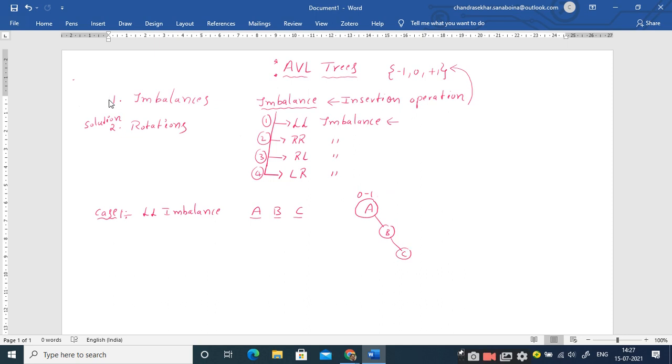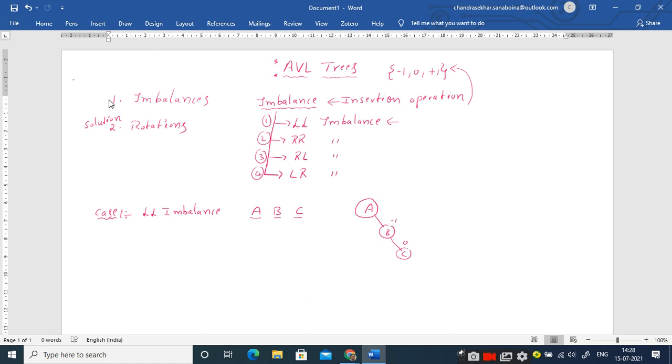Once you insert this new node into your AVL tree, another important point you have to do is calculate the balance factors of each and every node. What is the balance factor of C? 0, right? And what is the balance factor of B? It is 0 minus 1, that is minus 1.